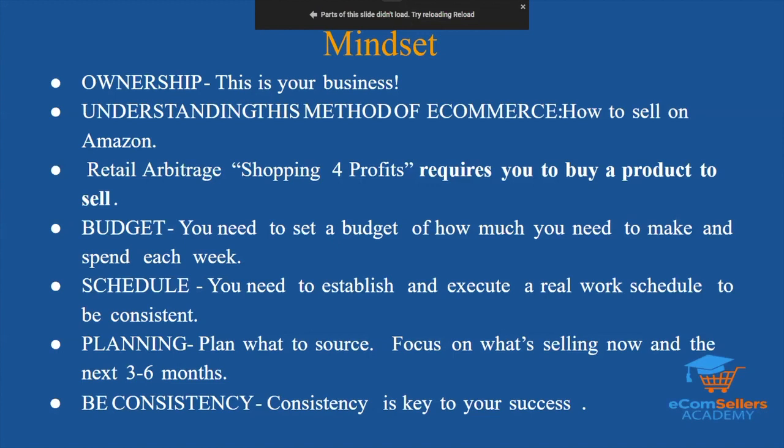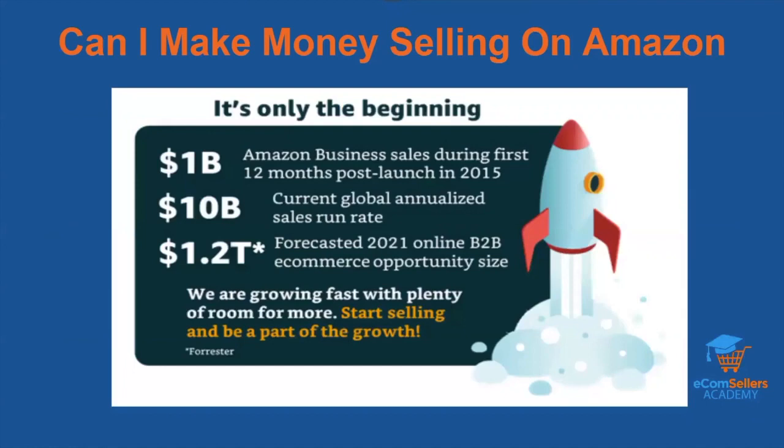Planning, plan what to source, focus on selling now and in the next 3 to 6 months. Right now, I'm already planning for Q4. I have been for the past 2 to 3 weeks. And this is what we do. We plan 3 to 6 weeks ahead of time so we can get the merchandise in, tag it, bag it, and ship it into Amazon. And you need to be consistent. Yeah, I agree with that.